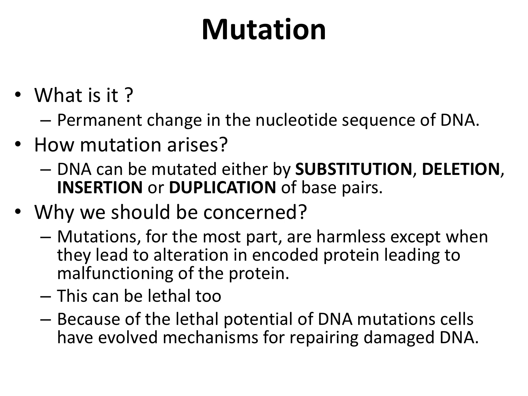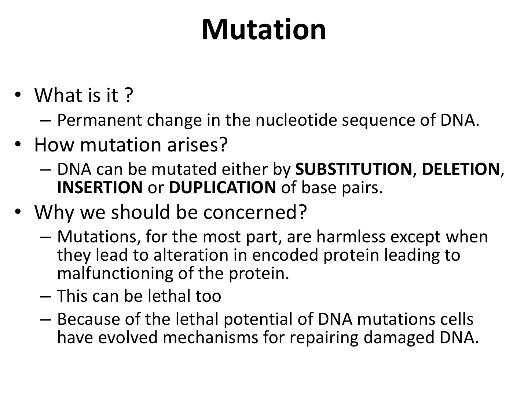Now we have seen that the mutation is happening at which level? It is happening at DNA level. So a permanent change in the nucleotide sequence of DNA is called a mutation. And how does it arise? DNA can be mutated either by substitution, deletion, insertion, or duplication of base pairs.